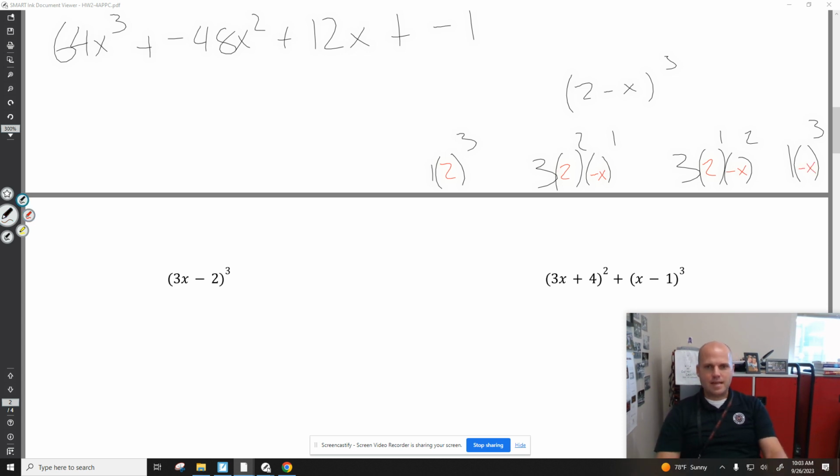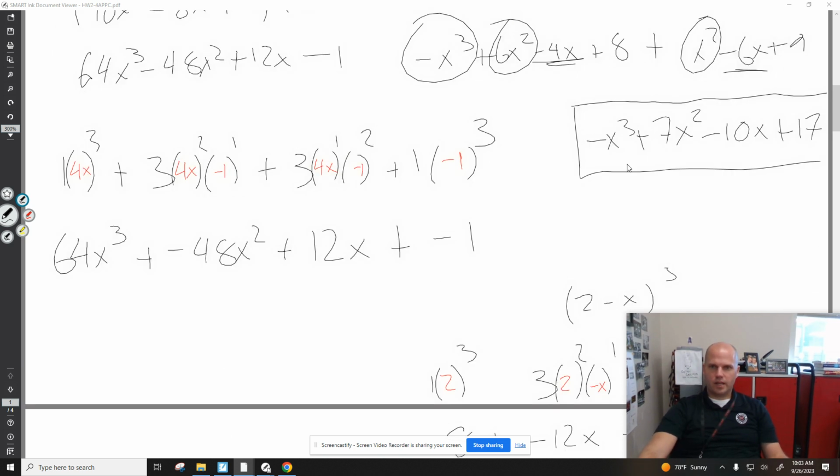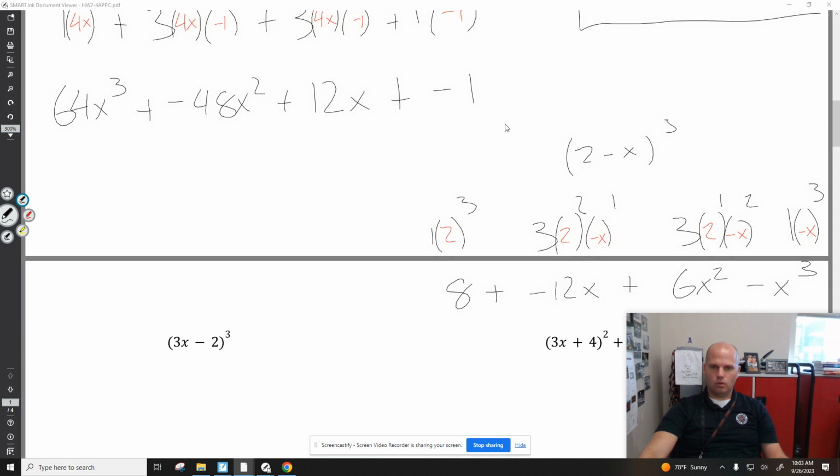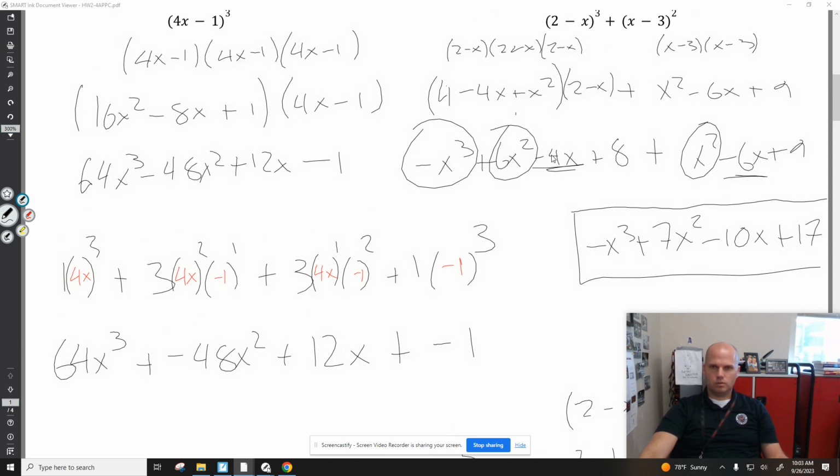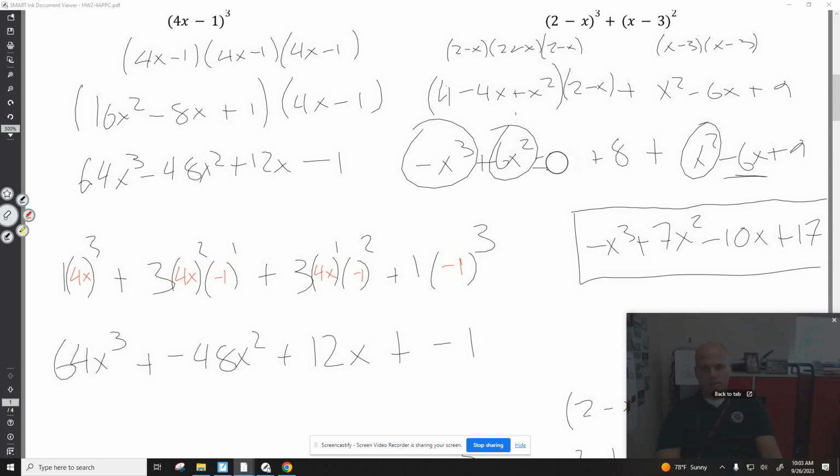Okay. 8, negative 12x's. 2 times 2 is 4. 3 times negative x to the first. 6, positive x squared. Negative x cubed. 8, negative 12x. Oh, shoot. Negative 8x's, negative 4x's. Yo, this is why we do this.